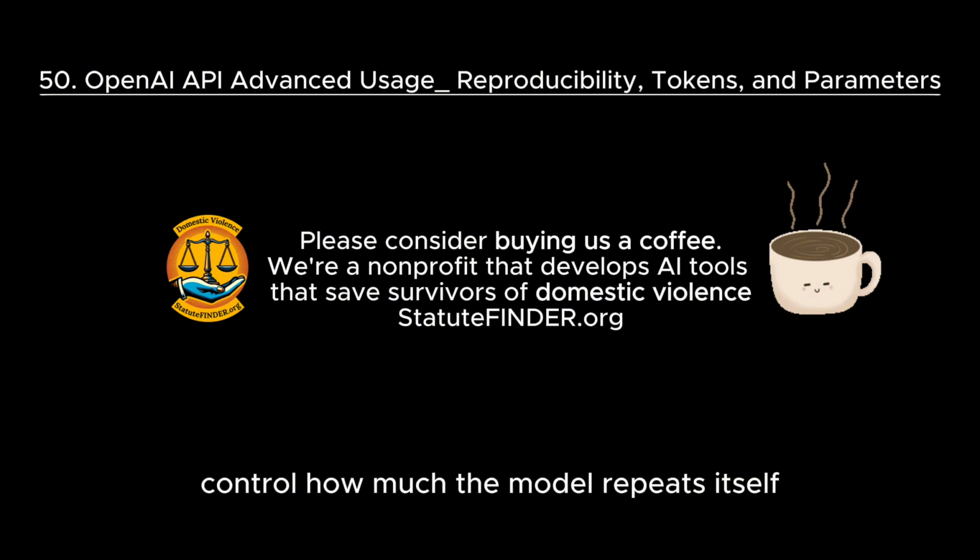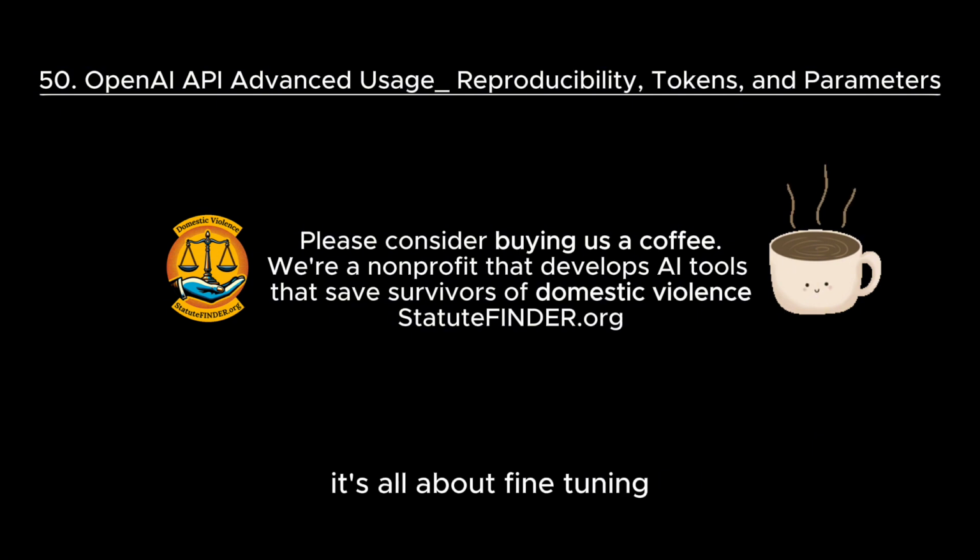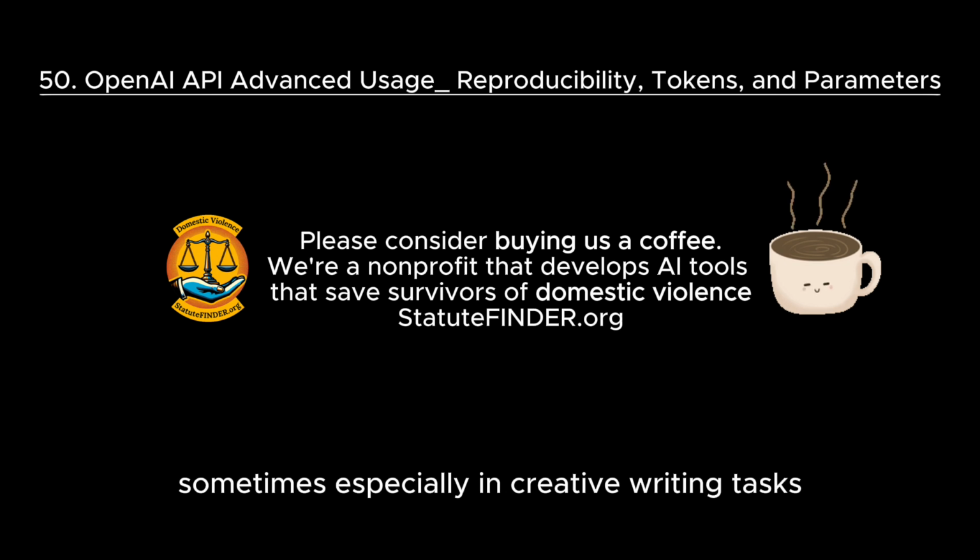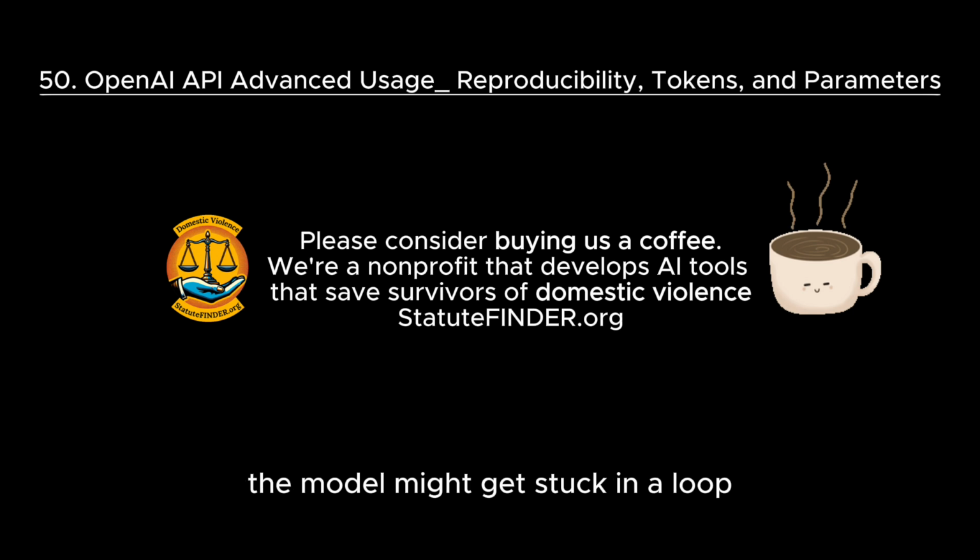Wait, so we can actually control how much the model repeats itself? Why would we want to do that? It's all about fine-tuning the style and coherence of the output. Sometimes, especially in creative writing tasks, the model might get stuck in a loop generating the same phrases or ideas over and over again. Ah, I see. So it's like telling the model, hey, be more original. I've already heard that one.